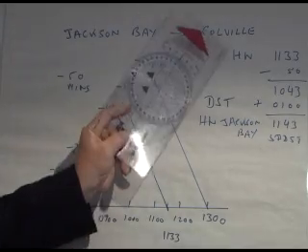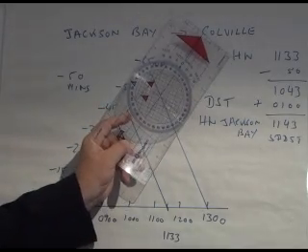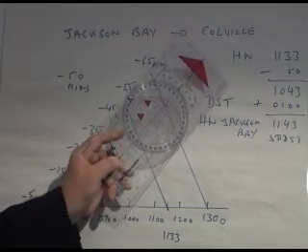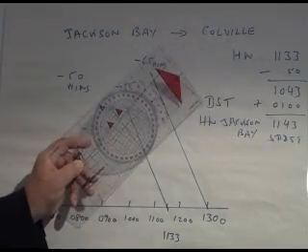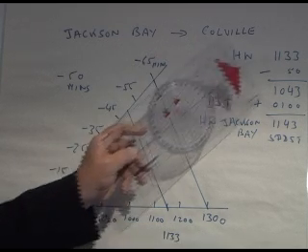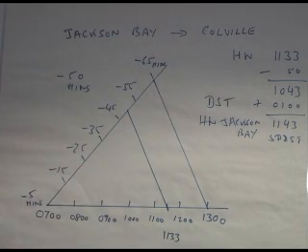So, high water at Colville is 1133, less our 50 minutes for Jackson Bay's offset, 1043. Add in your daylight saving time of 1 hour, 1143. So high water Jackson Bay will be at 1143 SPDST.